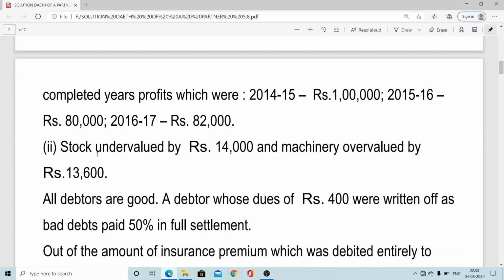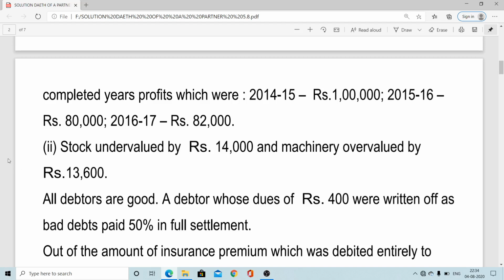Now the next adjustment, stock was undervalued by rupees 14,000. So as per rule, if undervalued, that is not right, you have to show the correct figure. So you have to increase this. If undervalued, then you have to increase the value, meaning you show it on the revaluation credit side to increase that amount, 14,000, and to show the correct figure. Because in our books of account, we cannot show any undervalued or overvalued amount.